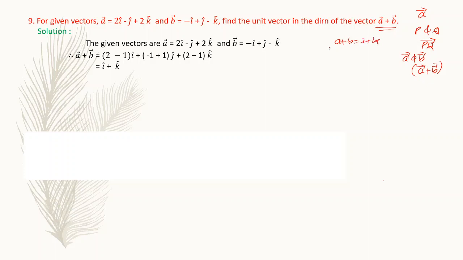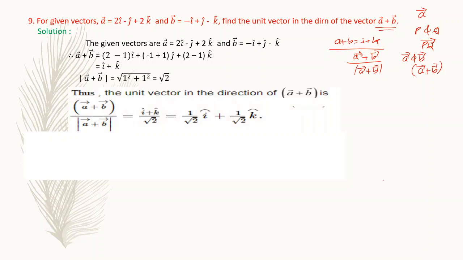Now I need to find the unit vector for this, with the same formula. The unit vector along this direction is vector a plus vector b divided by its magnitude. Yes, this is the way we need to find it. So first find its magnitude, that is root 2. Then the unit vector along this direction is (i plus k) divided by root 2. This is the formula, this is the problem.